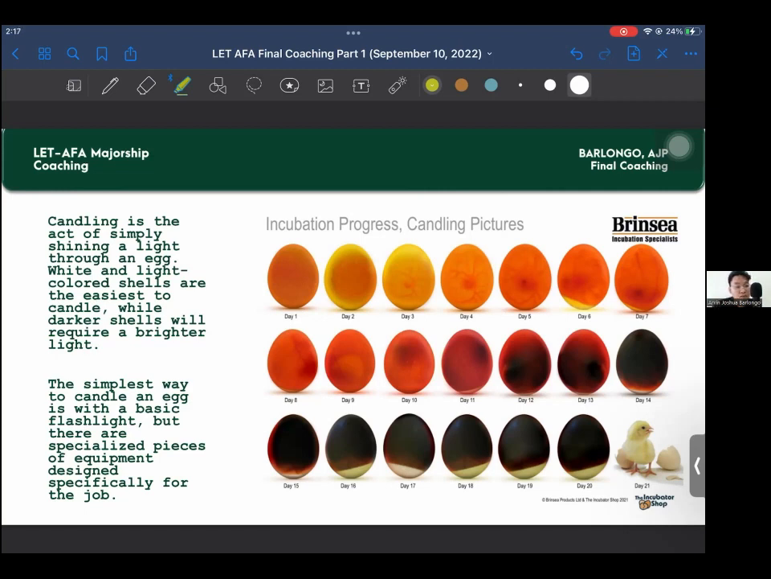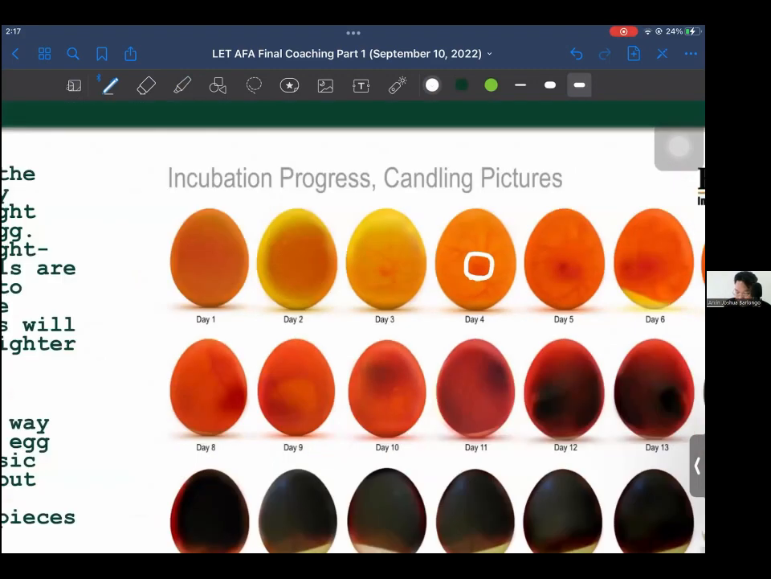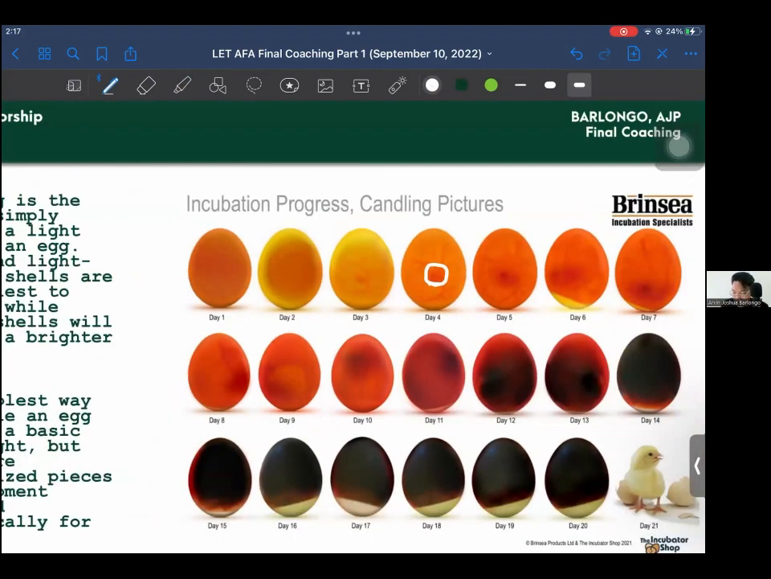Ayan siya. Kung makikita nyo from day 1, parang wala pang masyadong nangyayari. Tapos, from day 3, may mga nakikita na kayong parang veins. Nag-develop na itong mga to. Na-observe na parang development dyan, hanggang maging dark na siya. Kapag dark na siya, it means lumalaki na yung chick dun sa loob.